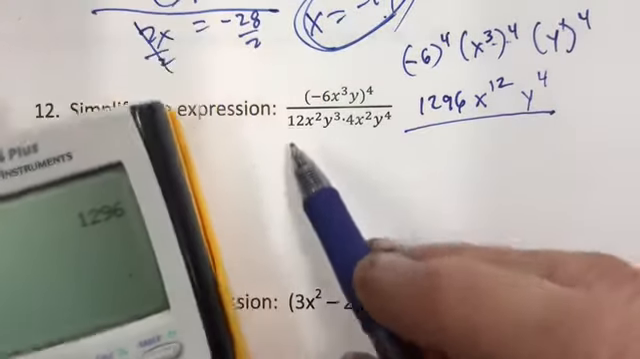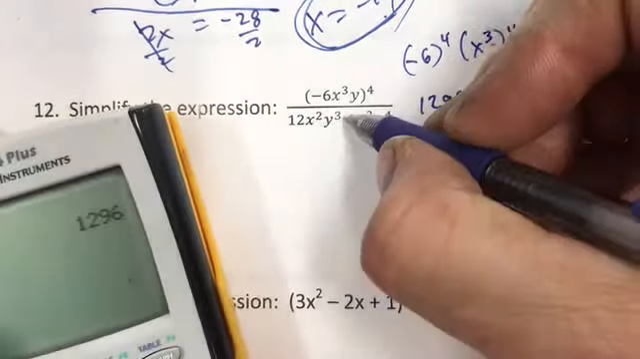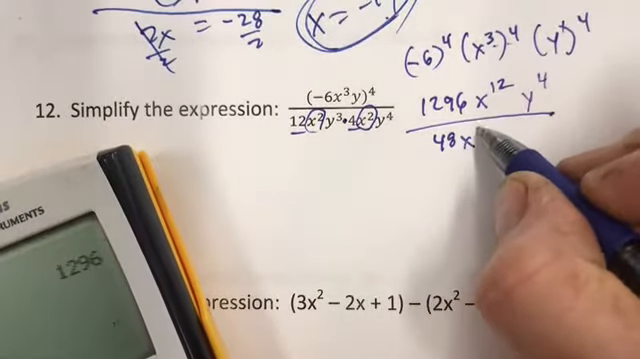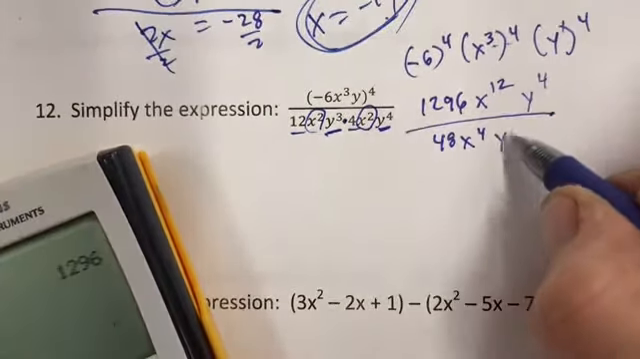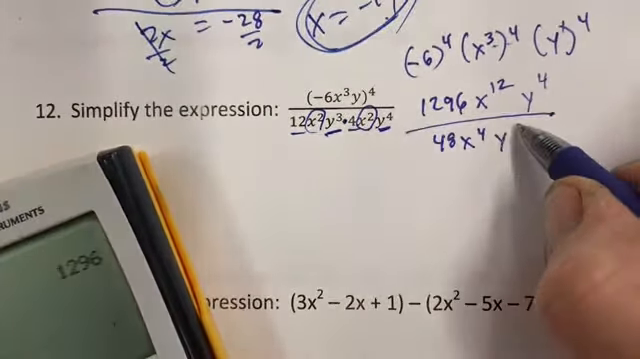Now on the bottom, I've got 12 times 4, which is 48. Then I've got x squared times x squared. When I multiply like that, I just add these up. So that's going to be x to the 4th power. And then I've got y to the 3rd times y to the 4, so I add those up. That's going to be y to the 7.